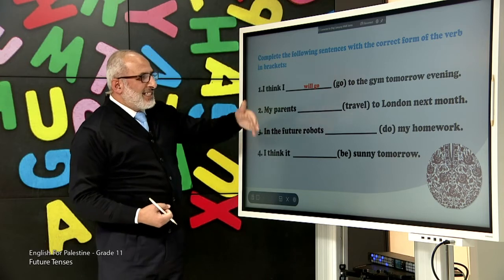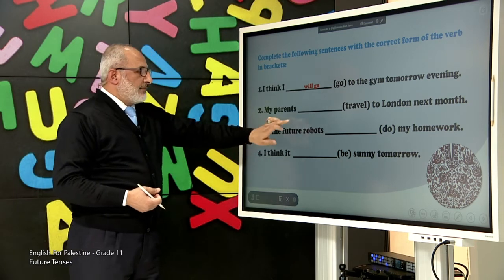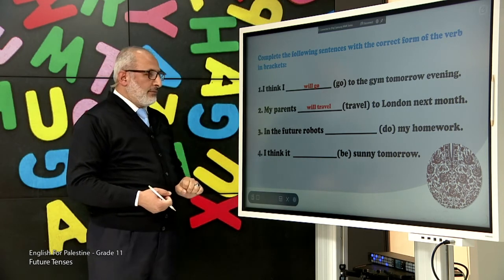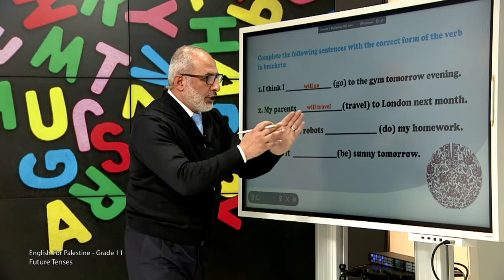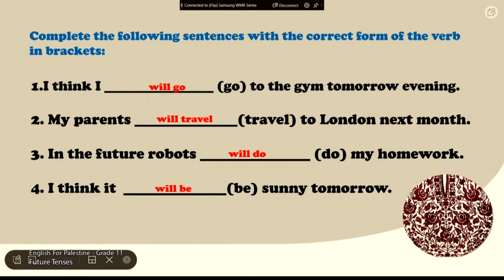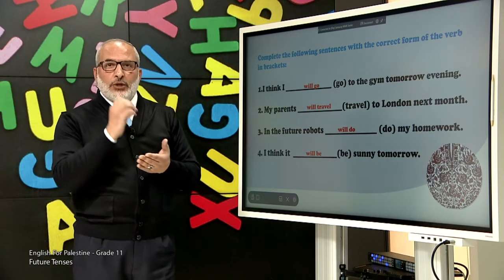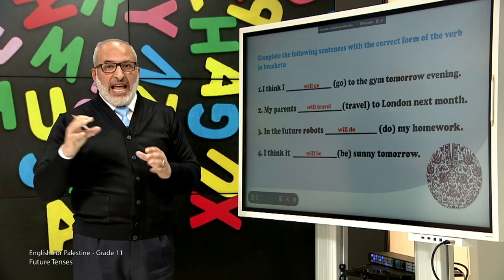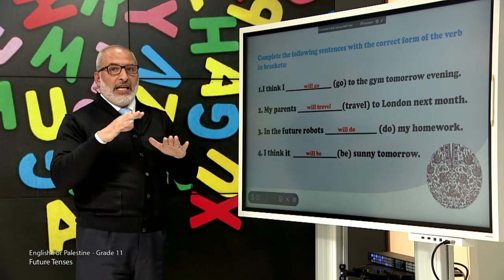Number two, my parents travel to London next month. So, travel becomes will travel. Good. Number three, in the future, robots, my homework, do. It becomes will do. Good. Number four, yes, I think it will be sunny tomorrow. So again, future simple: the form is will plus the infinitive form of the verb, and we use it to talk about actions that will happen at any time in the future.